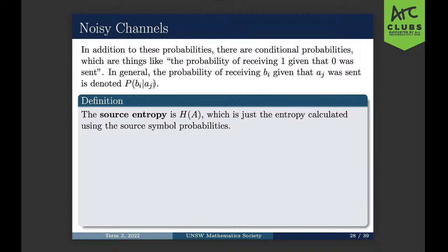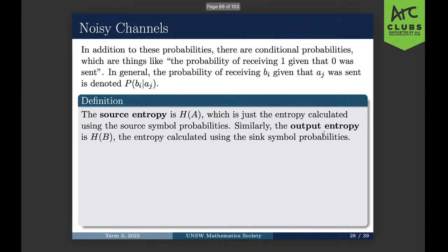Following this, there's going to be a lot of definitions, and unfortunately you're going to have to know them. The first one I'm going to cover is source entropy. It's just the entropy of the source symbol probabilities, easy enough. The output entropy is H(B), which is the same thing but for the sink symbol probabilities.